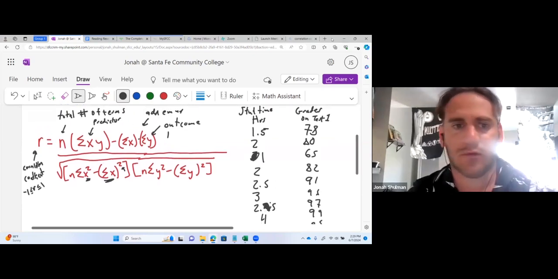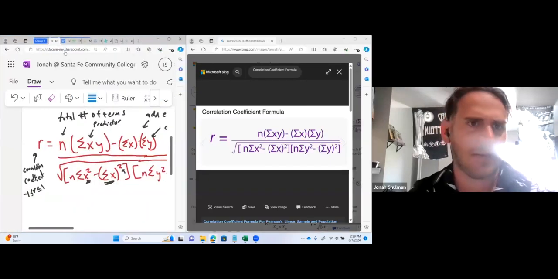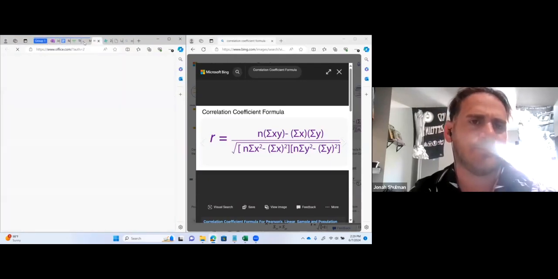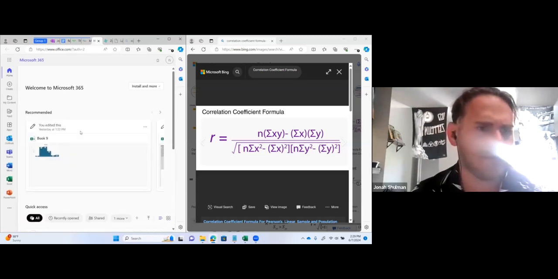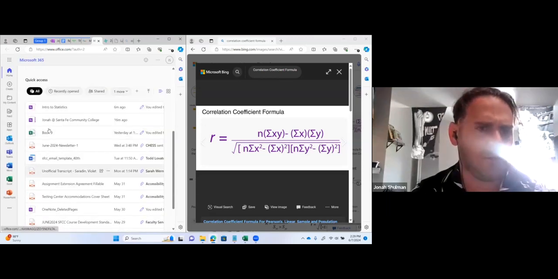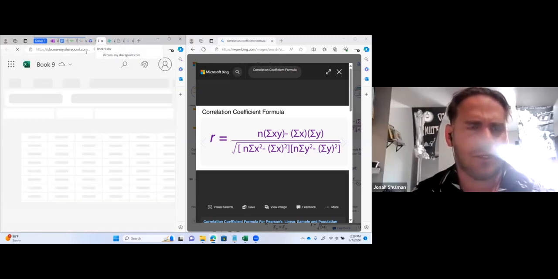So I'm going to use Excel with this data, and I'll show you exactly how to make this crazy thing happen. And then I'll show you we can just click the button, and it gives you the R. So let's open a random book. And we're going to make this happen.